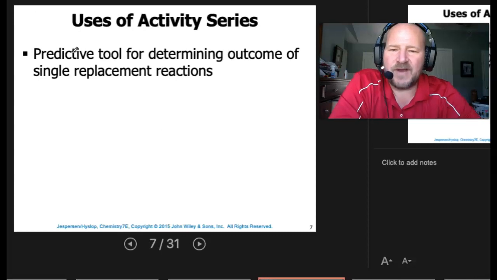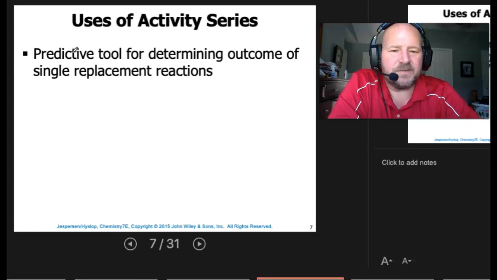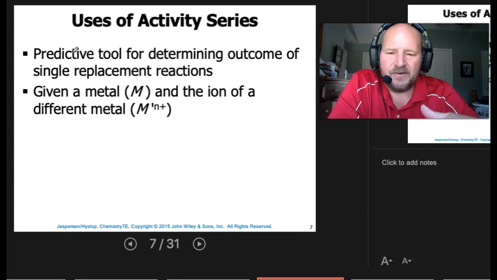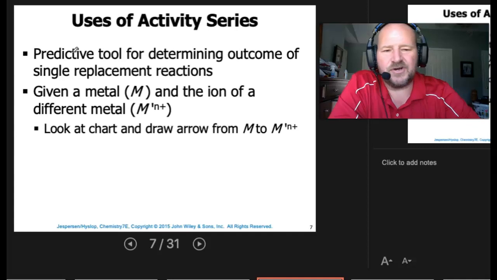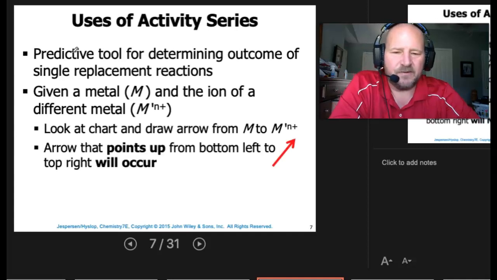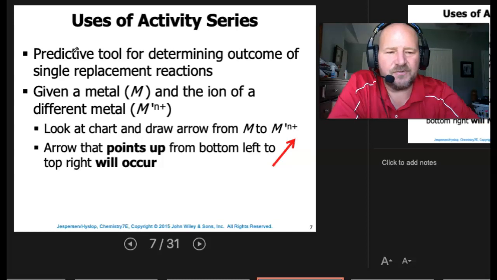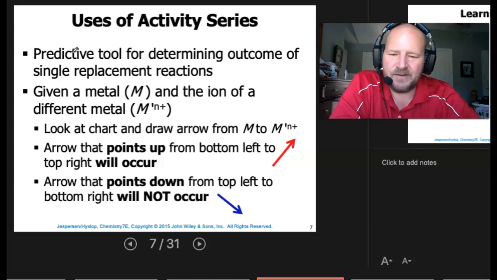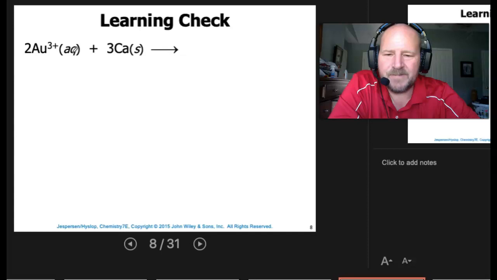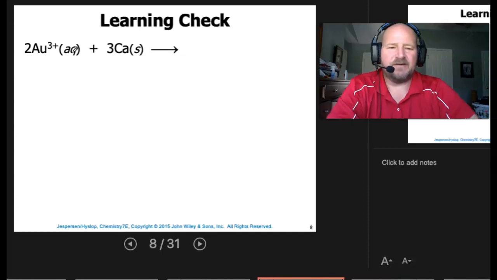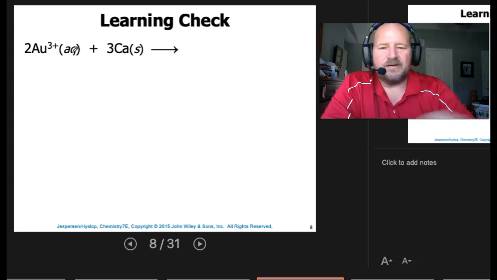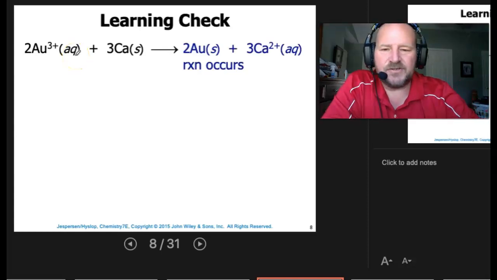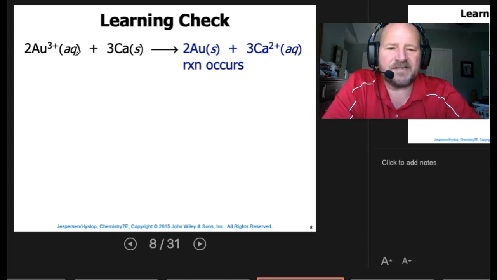All right, so reactivity series then can be a predictive tool to determine the outcomes. If you're given a metal and then the ion of that different metal, you can look at where they are on the chart. On the chart the textbook's providing, if the arrow points up, then that reaction will occur. If it points down, then it will not occur. Okay. So for instance, if I take gold and I react it with calcium, and if I go back and look at their table, then in theory what we should see is gold is above the calcium. And it should make sense. Calcium is a very reactive metal.